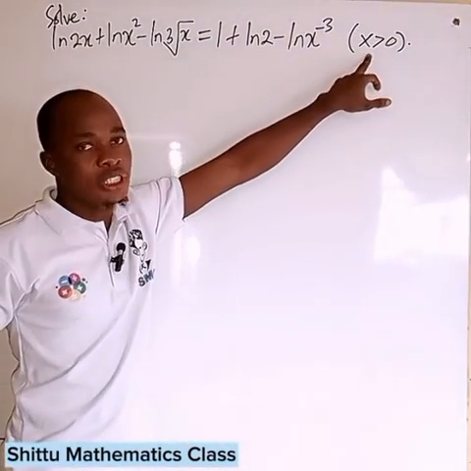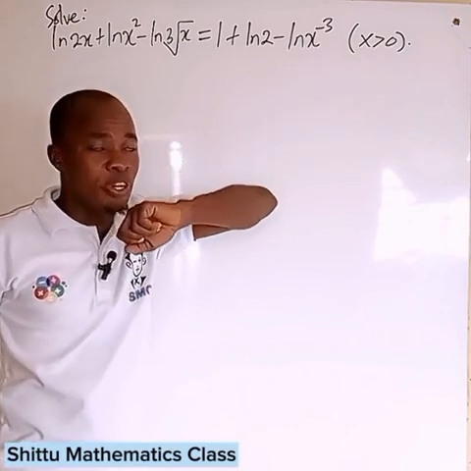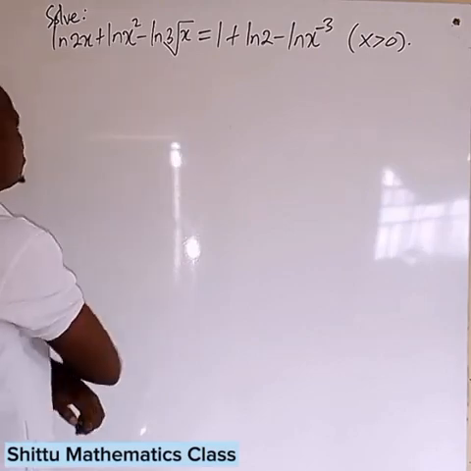The value of x we must get must be greater than 0. That is, it has to be positive. So now from there, permit me to write this.